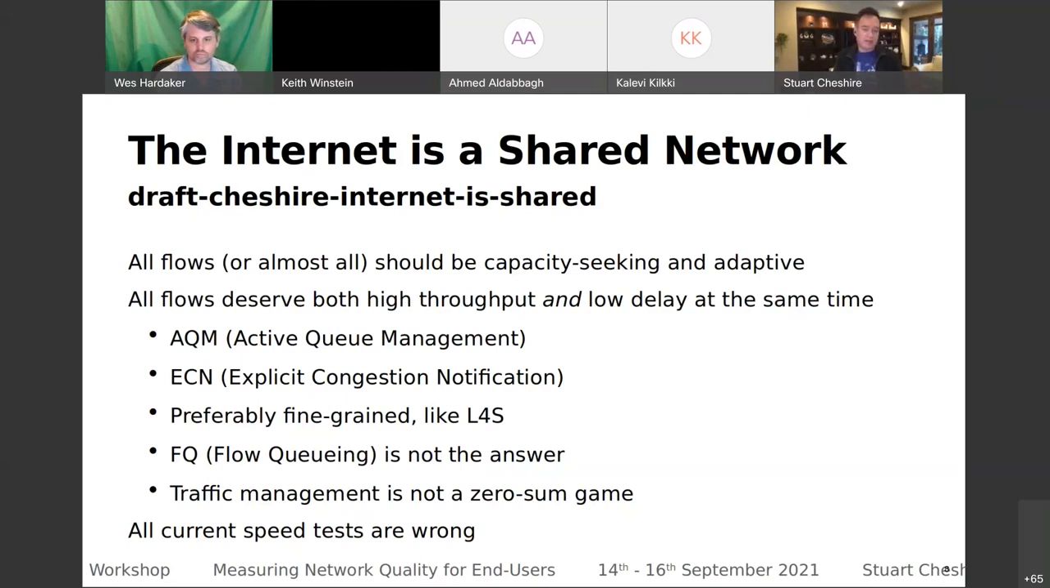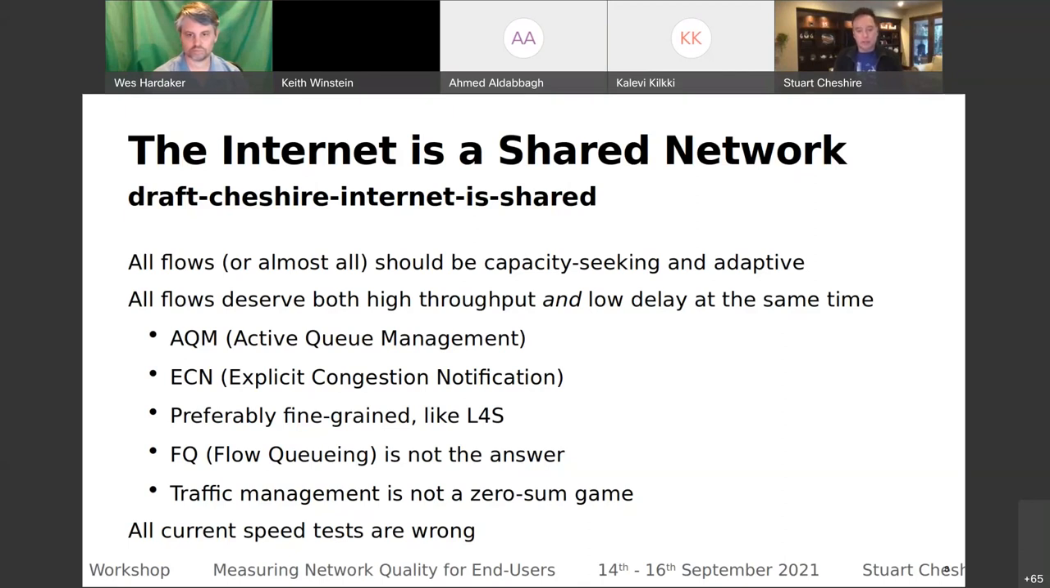Key techniques here, key technologies, are active queue management to keep queues short, explicit congestion notification to signal senders to adjust their rate without the cost of packet loss. I would love to see fine-grained notification like L4S become successful because that lets us keep queues even shorter. I have my reservations about flow queuing.